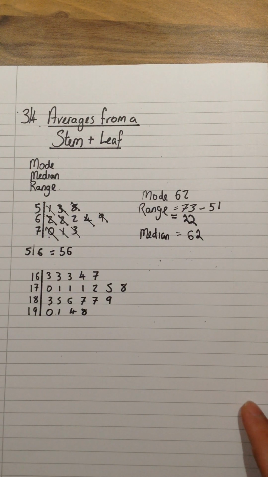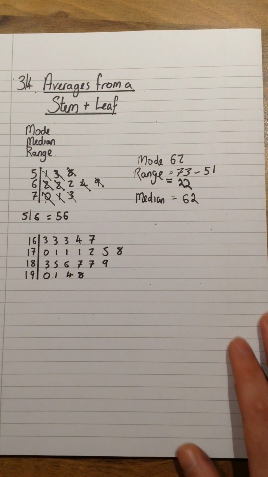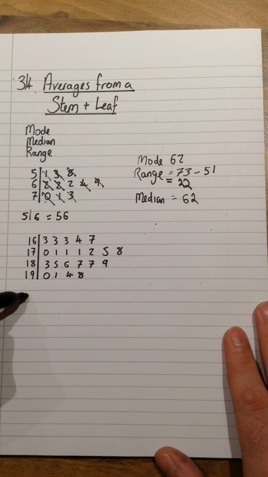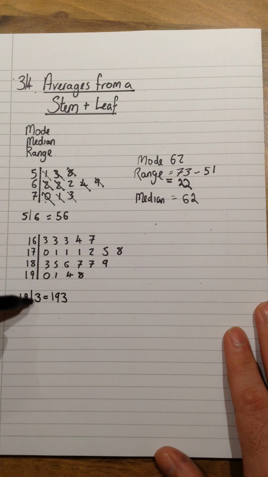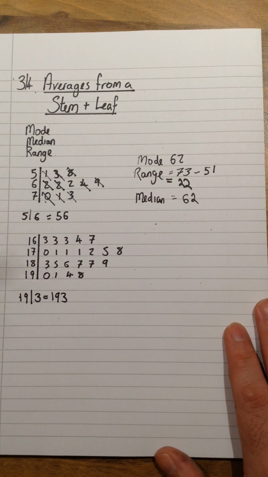Let's have a look at another example. So here, if we are using a key of this, so 19 with a line and 3 representing 193, we are simply looking at the numbers in the hundreds. Let's start with the first one, the mode. That is the number that appears most often.